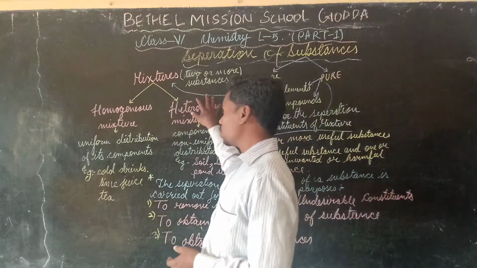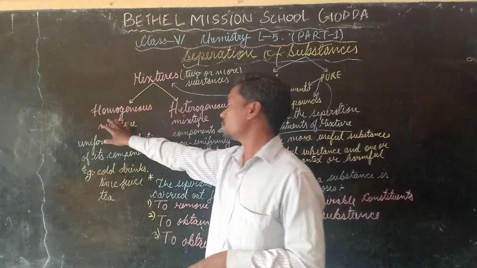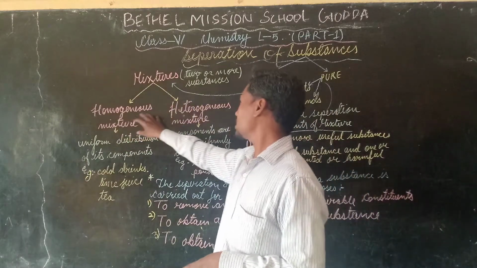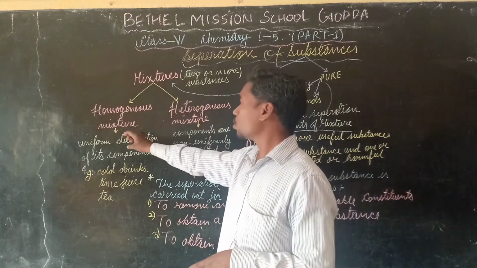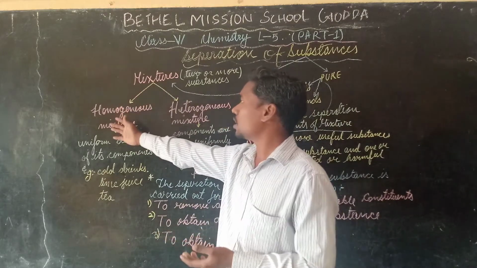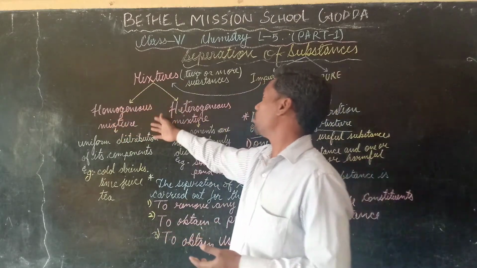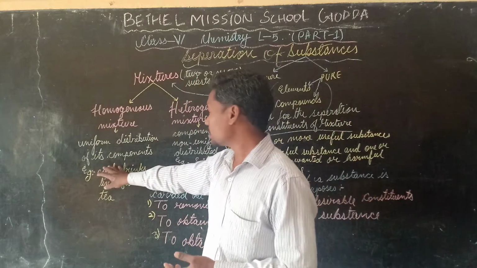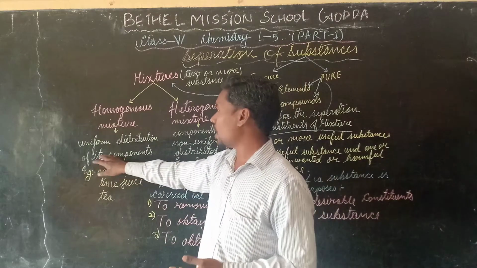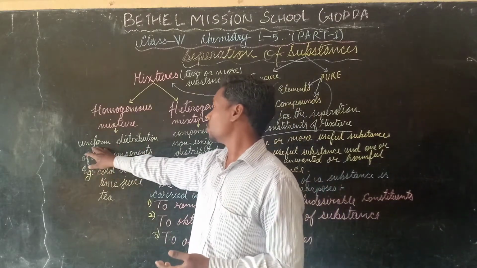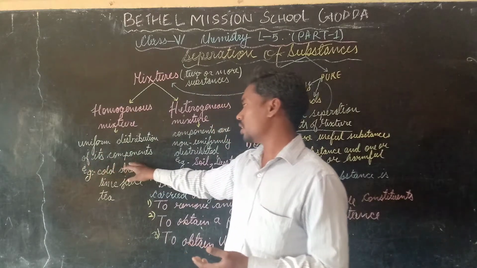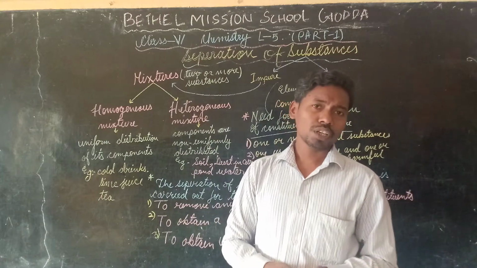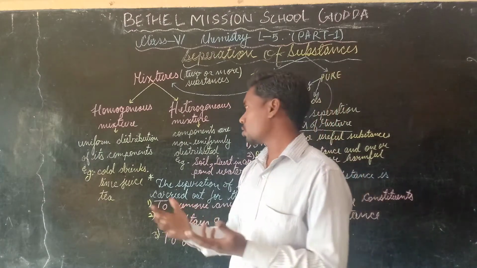These mixtures can again be classified into two types: homogeneous and heterogeneous mixtures. How can we define a mixture as homogeneous or heterogeneous? It depends upon the composition. If the components of the mixture are uniformly distributed throughout the whole mixture, then those types of mixtures are called homogeneous.